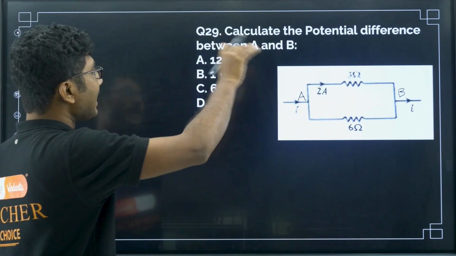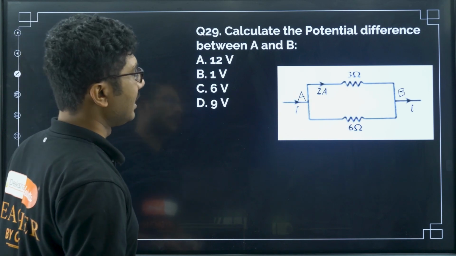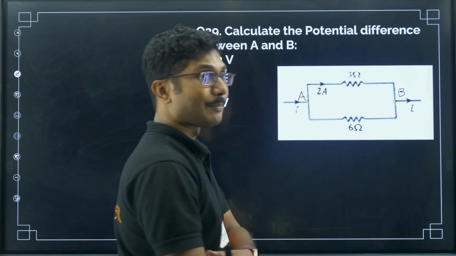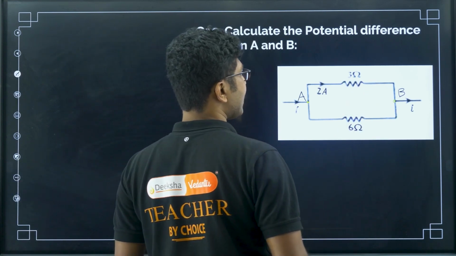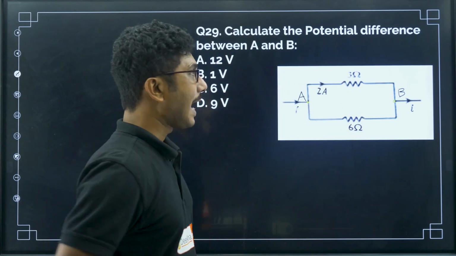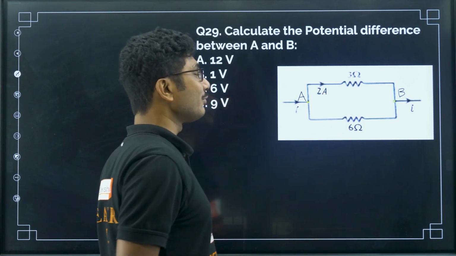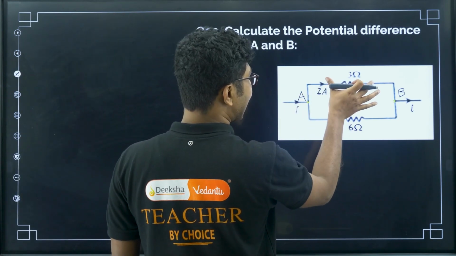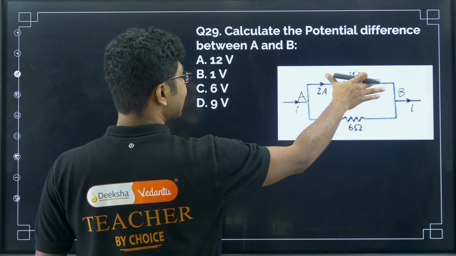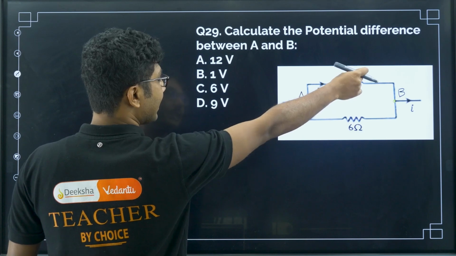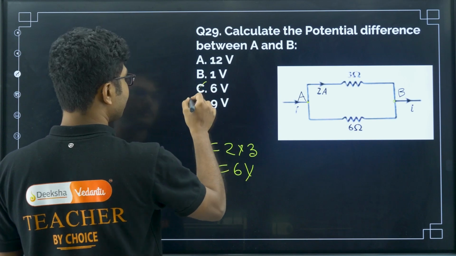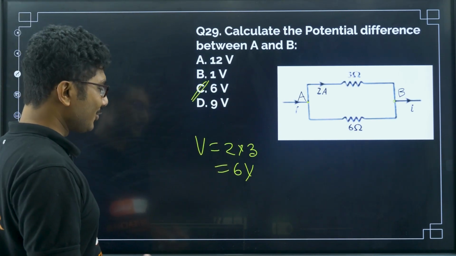This is an interesting problem. Calculate the potential difference between A and B. So they have asked you to calculate the potential difference between A and B. Now if you see, they are a parallel combination. In a parallel combination, the potential is the same for both resistors. In this case, one resistor and the current through it is given. So whatever potential is across this resistor, the same potential will be across the other resistor because they are connected in parallel. Current given, resistance given, so V is basically 2 times 3, that is 6 volts. So that is a simple question. This is just to trick you.